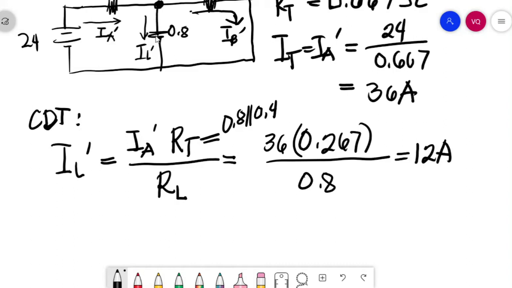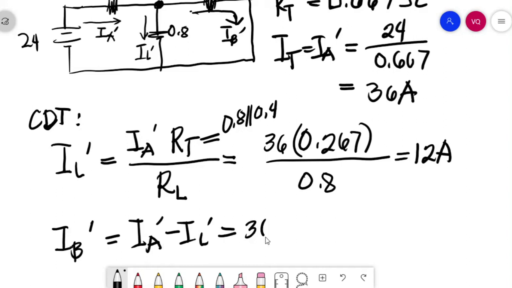Using KCL, we can now solve for IB prime. Current entering is equal to current leaving. So, IB prime is equal to IA prime minus IL prime. So, 36 minus 12, that is equal to 24 amperes. So, nasolve na natin yung mga branch currents using 24 volts.